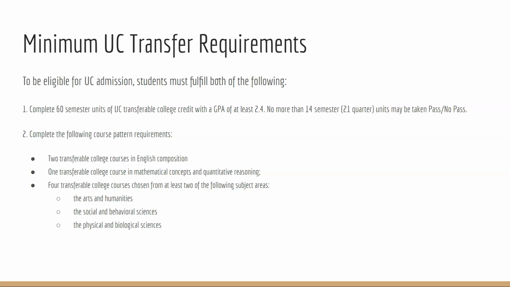Before you begin filling out your UC application, it is good to note the minimum transfer requirements. By the end of spring semester prior to transfer, you'll need to have completed the following: at least 60 UC transferable units with a minimum GPA of 2.4, 2 English composition classes, 1 UC transferable math class, and at least 4 more courses from at least 2 other general education areas.